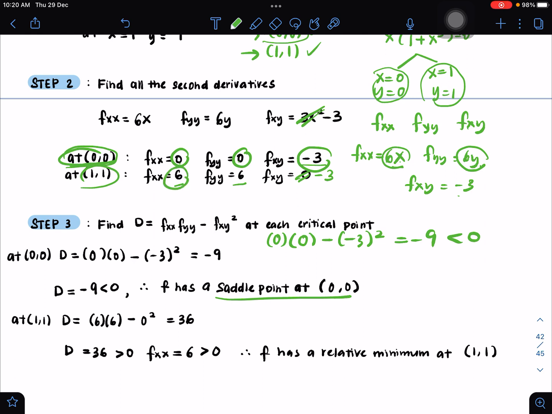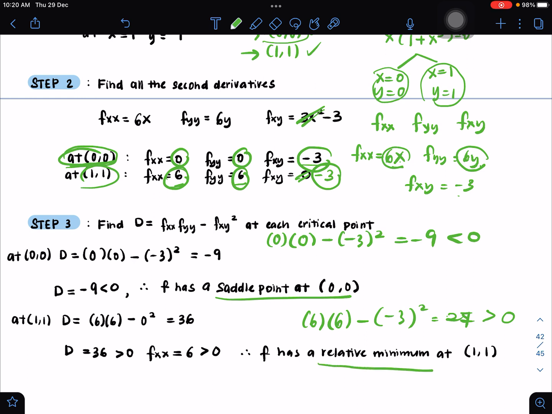Okay, and then kita buat pula untuk 1, 1. So fxx 6 darab dengan fyy dia 6 tolak dengan dia punya fxy kuasa 2. So 36 tolak 9, awak dapat 27. Okay. So 27 ni greater than 0. So bila greater than 0, kita kena tengok fxx dia. Fxx dia 6. 6 pun greater than 0. So bila D greater than 0, fxx greater than 0, kita punya point itu adalah relative minimum.